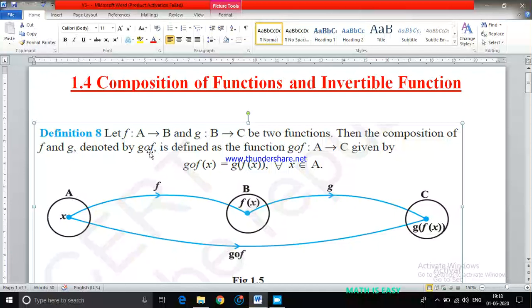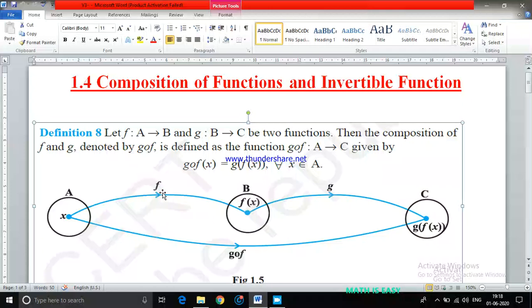gof, the composition of functions f and g, is defined as a function. That means gof is also a function from A to C. See, f is from A to B and g is from B to C, then gof is from A to C. So here is the diagrammatic way of showing. f is a function from set A to set B. Okay, x is mapping to f of x.